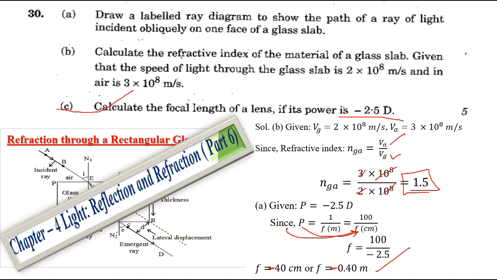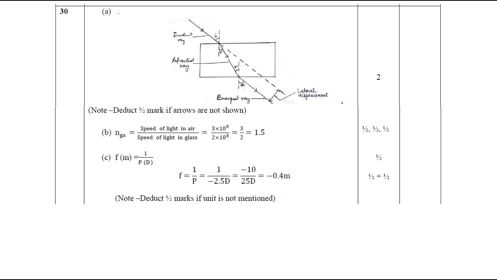Now see what answer the board has given. The same figure that we have drawn, they have drawn here. And they have again said deduct half marks if arrows are not shown. Means if you haven't shown this arrow, half marks will be deducted. So if you draw this diagram, you will get 2 marks, and if you do not draw the arrows, you will get 1.5 marks.